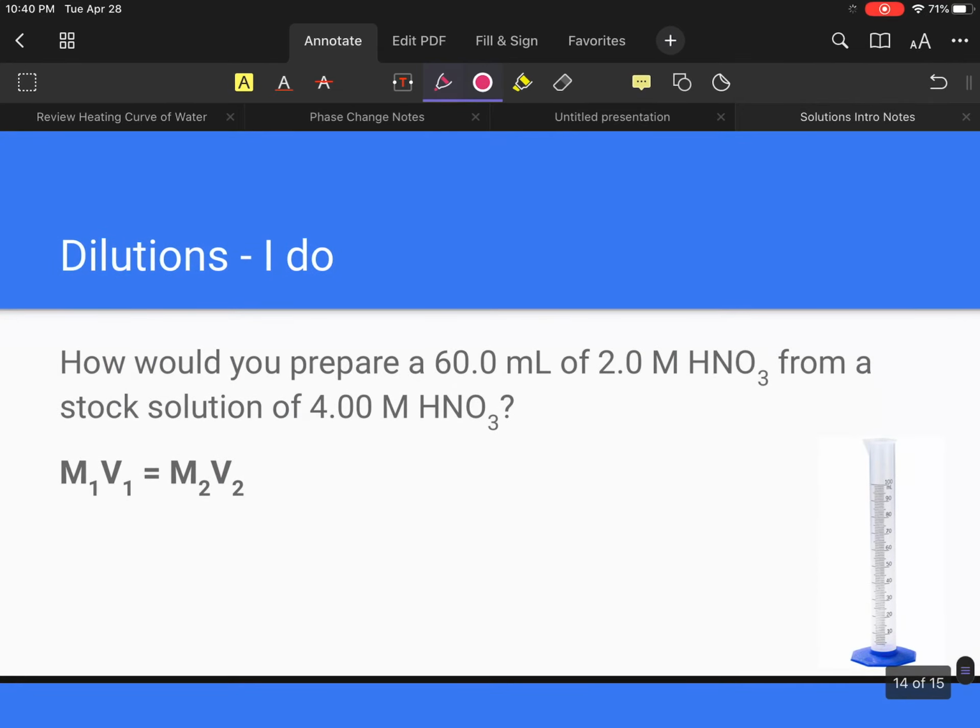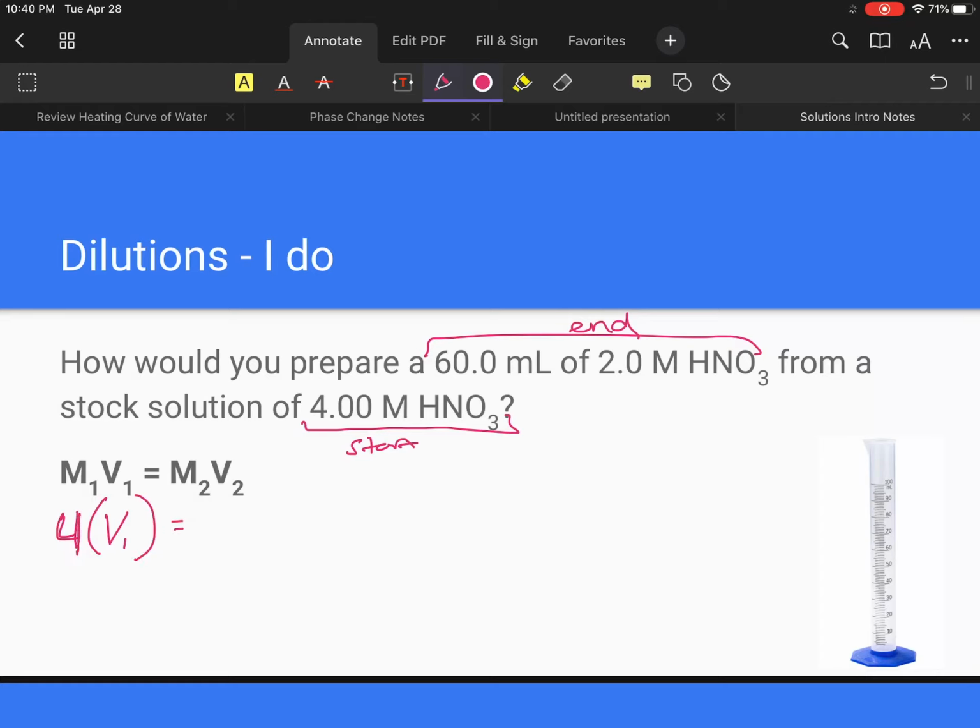Okay, so for example, it says, how would you prepare 60 milliliters of a 2 molar nitric acid solution from a stock solution of 4? So what it's saying is I'm trying to make this, so this is my end, and I have this. This is my start. So I'm just going to plug it in. My start of my M is 4. I don't know my volume. That's what I'm trying to figure out.